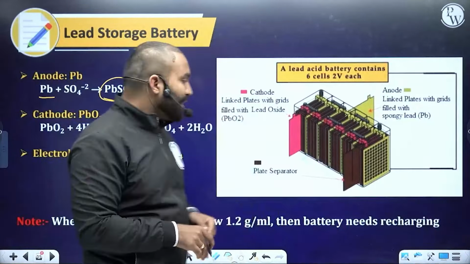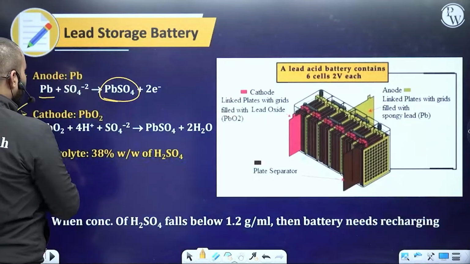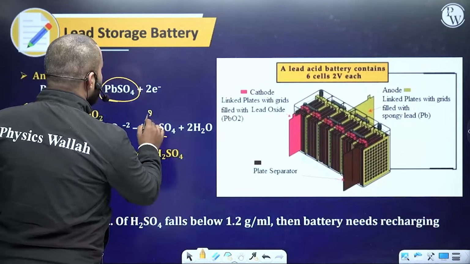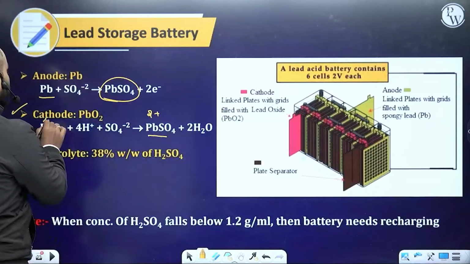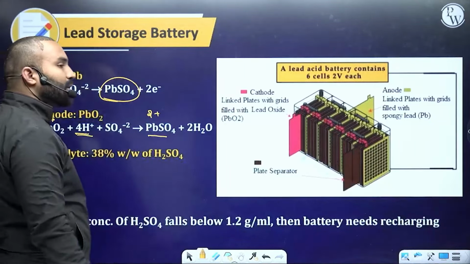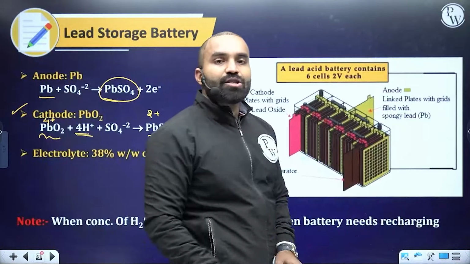All right. Now, on the cathode, there is PbO2 which undergoes reduction to form Pb2+. Here there is a Pb4+ present. And you should also notice that H+ is undergoing a consumption. H+ is getting consumed.